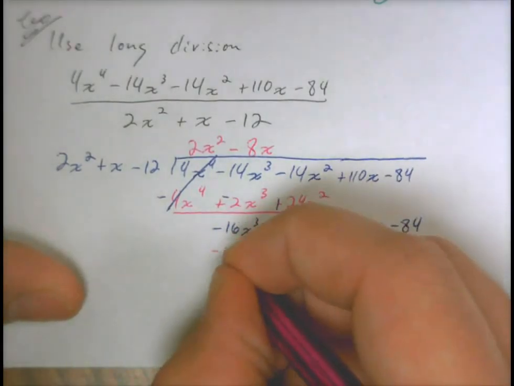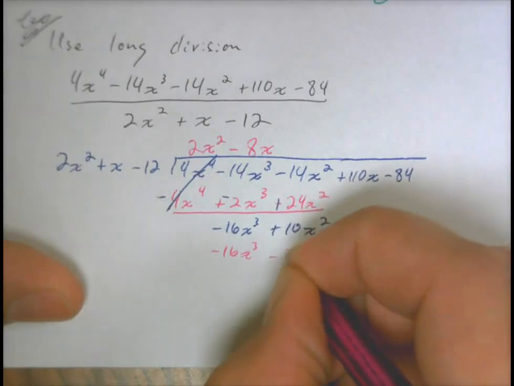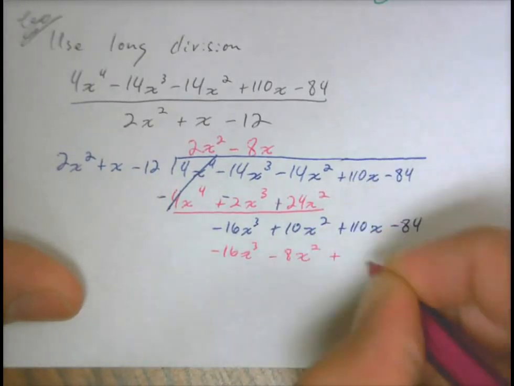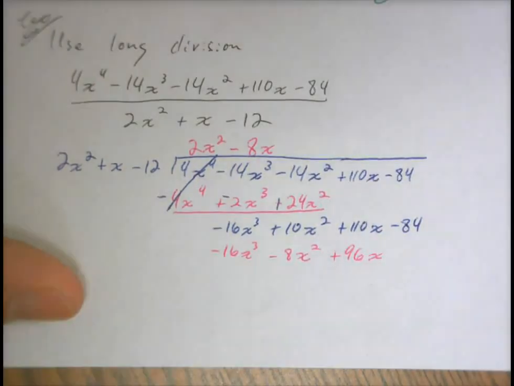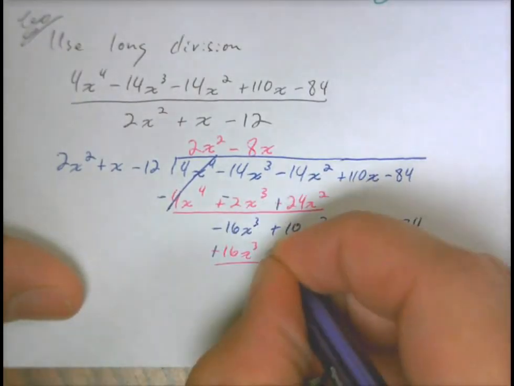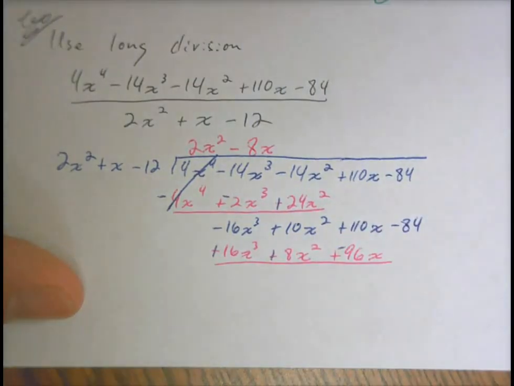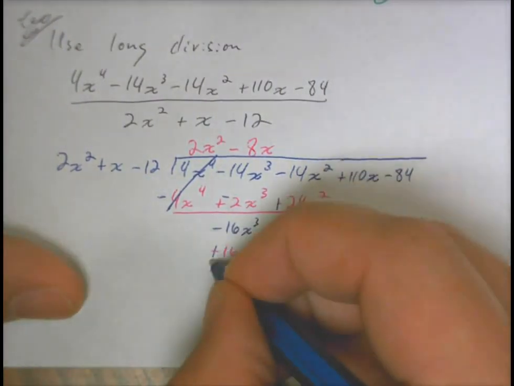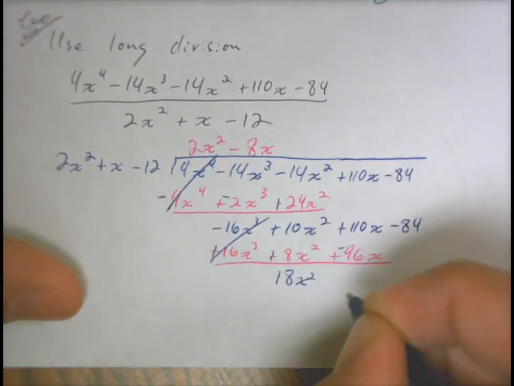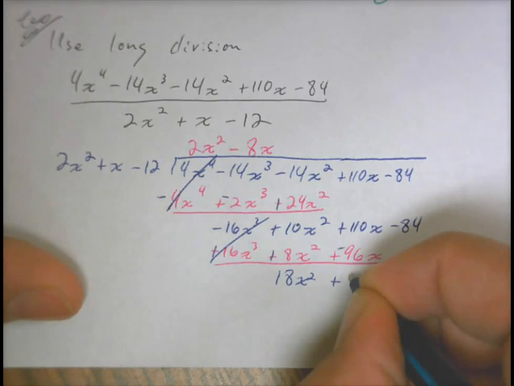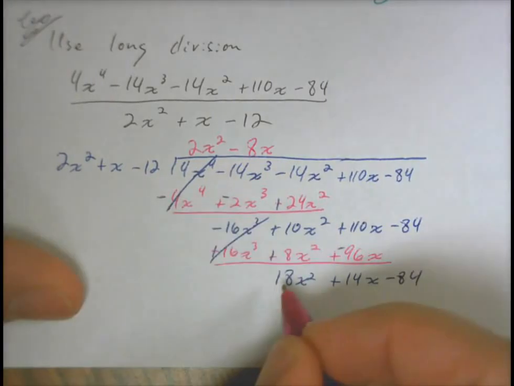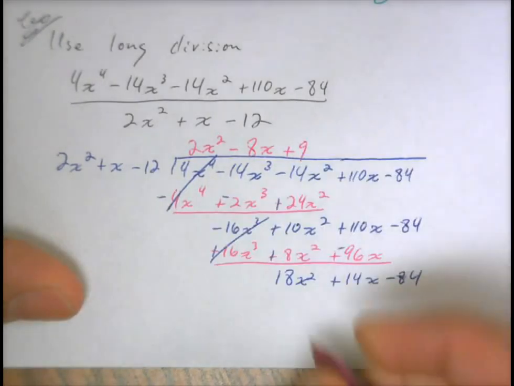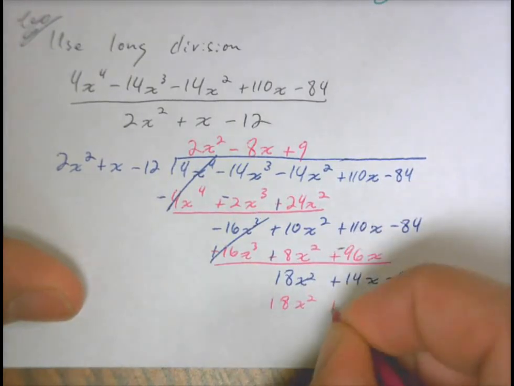So then I'll have negative 16x cubed minus 8x squared plus 8 times 12, that's 96x. Change signs because you're subtracting a line. And then that makes 0. You have 18x squared plus 14x minus 84. And then to get from 2x squared to 18x squared, you have to do plus 9. So I have 18x squared plus 9x.